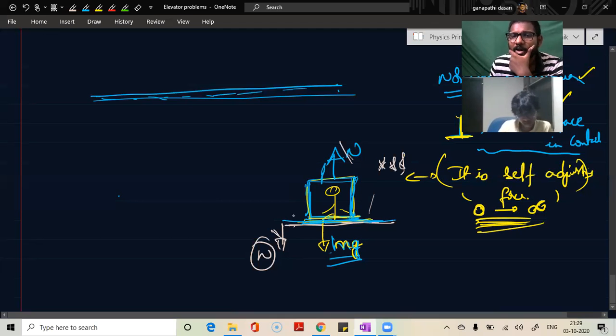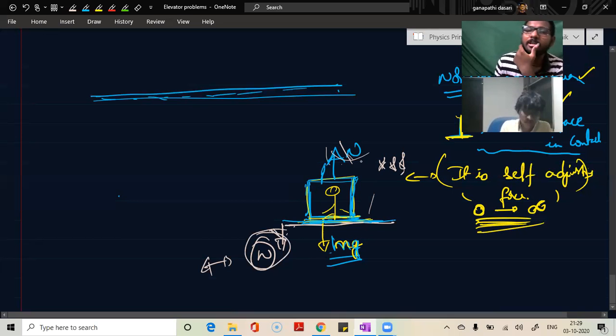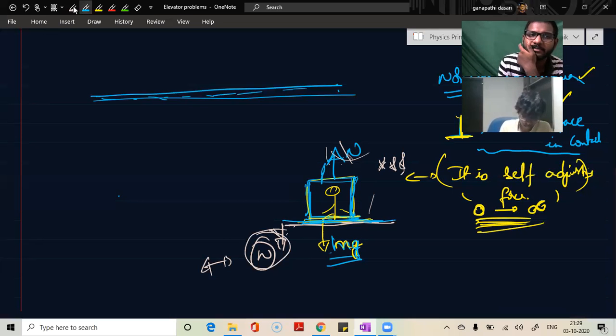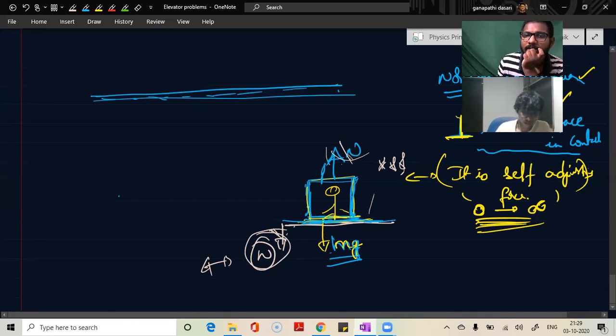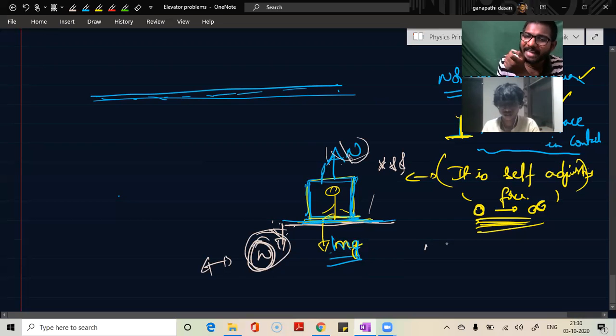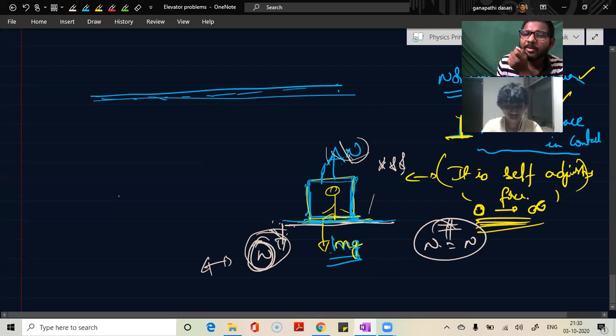Why? Because this normal is on the ground, and this normal is on the man. Both are acting on different bodies, not on the same body. This is a very crucial NCERT point. These two forces are not acting on the same body. They might be equal in magnitude, but they are acting on different bodies.